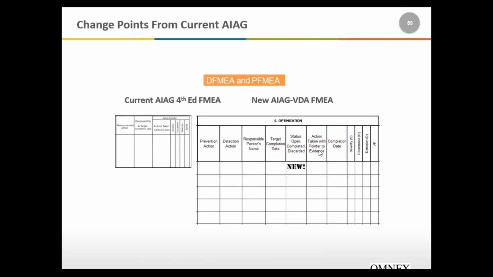So one of the changes you see is responsibility and targets, or the recommended actions, have been broken into preventive actions and detective actions between the current AIAG 4th edition and the new FMEA. What else is new? Well, there's a status now. And actually, we didn't say it, but let me just say there's an action taken with a pointer to the evidence, which is also something new in the new AIAG VDA FMEA.